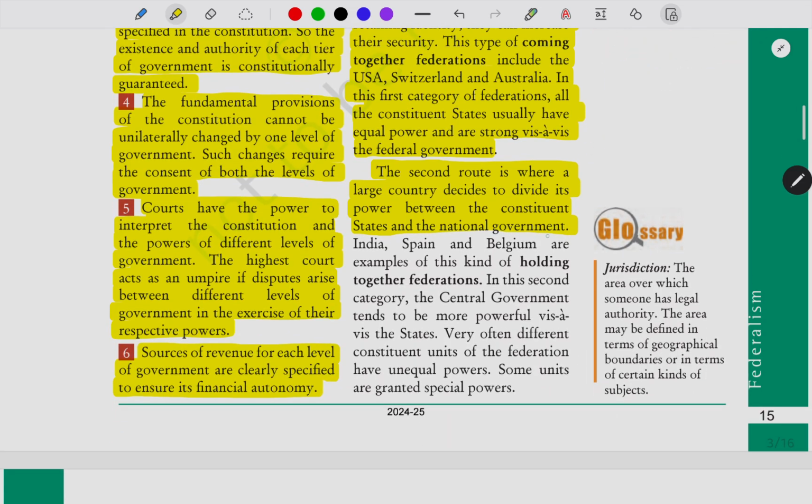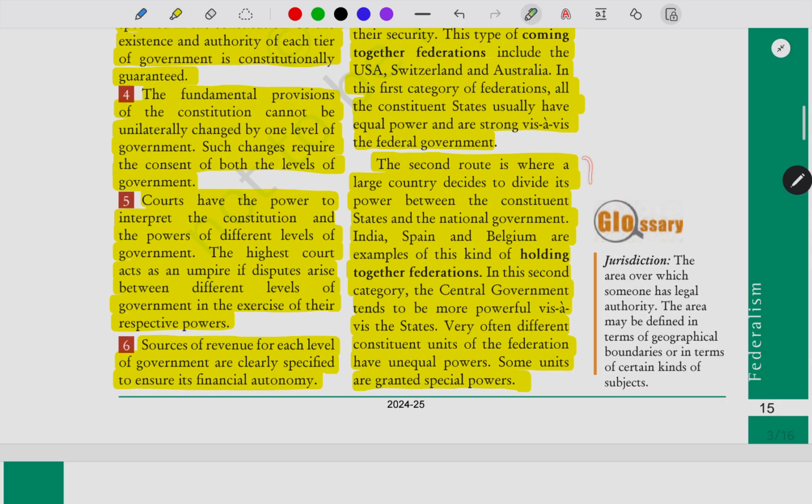And in the second one, we are just completing it. India, Spain, and Belgium are examples of this kind of holding together federations. In the second category, the central government tends to be more powerful vis-a-vis the states. Very often different constituent units of the federation have unequal powers, and some units are guaranteed special powers. Usually the central government tends to have more power in holding together federations.